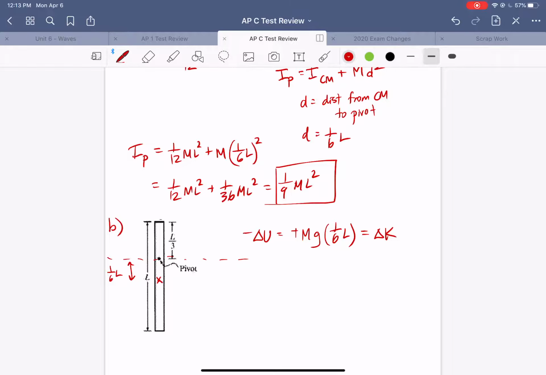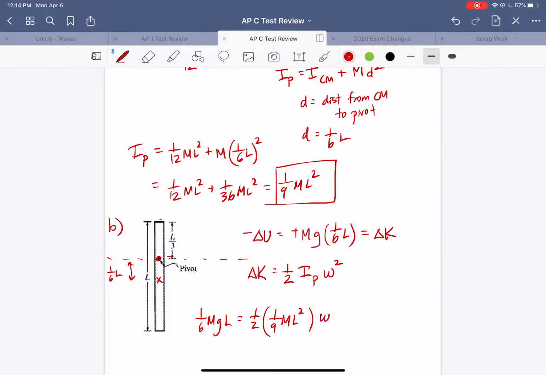So the kinetic energy of this thing we can treat purely as the rotational kinetic energy using the moment of inertia that we calculated in part A. So it's equal to 1/2 times the moment of inertia times omega squared. So if we put these two things together, we have 1/6 mgl equals 1/2 times our moment of inertia, which is 1/9 ml squared times omega squared.